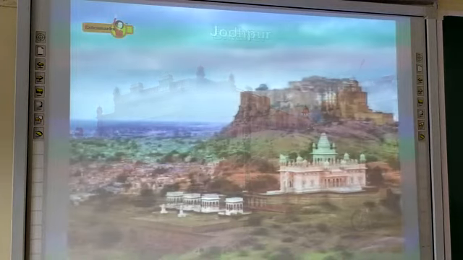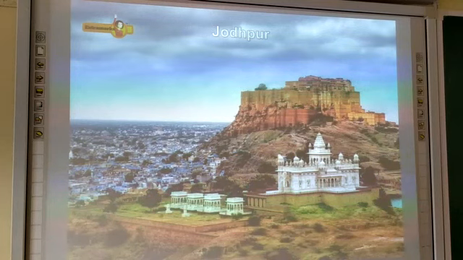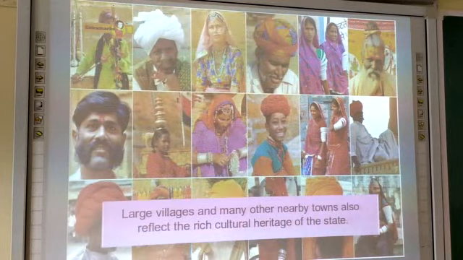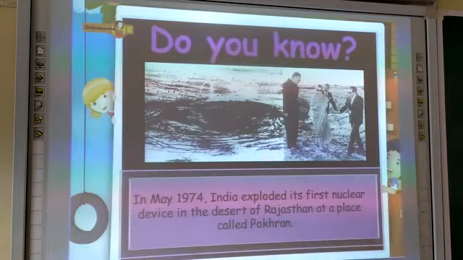Jaisalmer, Bikaner and Jodhpur, each with fabulous forts, are the three main cities in the middle of the Thar Desert of Rajasthan. Large villages and many other nearby towns also reflect the rich cultural heritage of the state. Do you know, in May 1974, India exploded its first nuclear device in the desert of Rajasthan at a place called Pokhran.